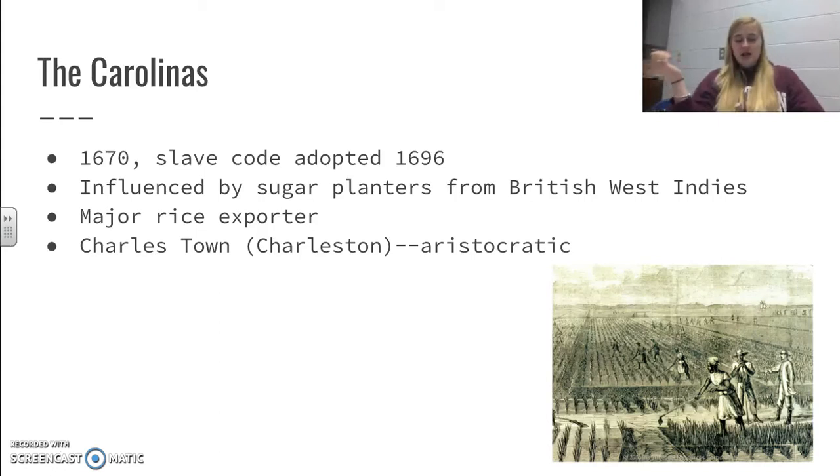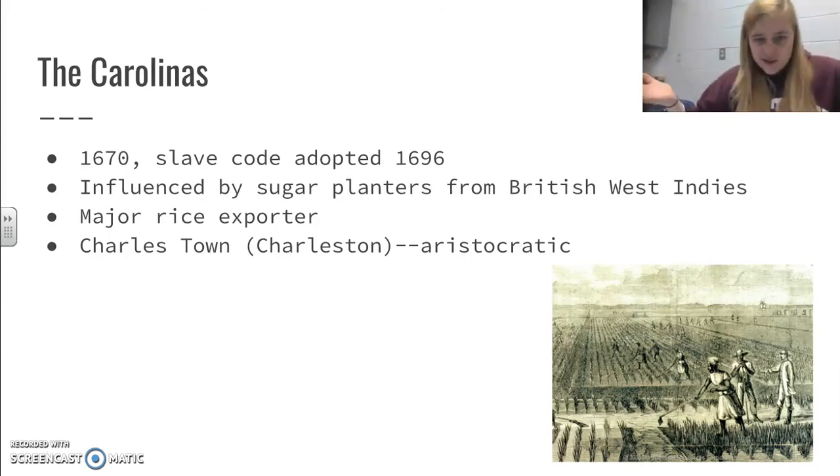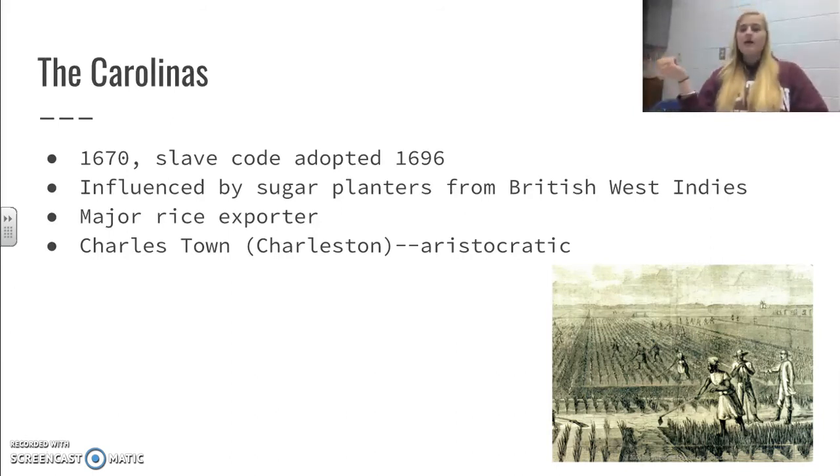This is where it starts. And this idea is influenced by the sugar planters from the British West Indies, think the Barbados area. The West Indies increasingly relied on slave labor to get their sugar and their coffee and their tea planted. And when those people move from the West Indies, when I say West Indies, I mean like the Bahamas area, Haiti, Dominican Republic, up to the Americas, they bring the slave code idea with them.